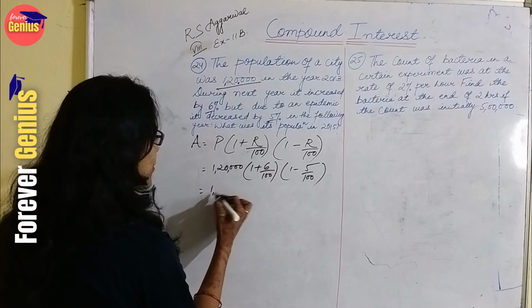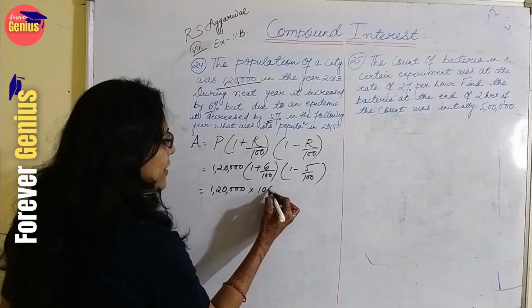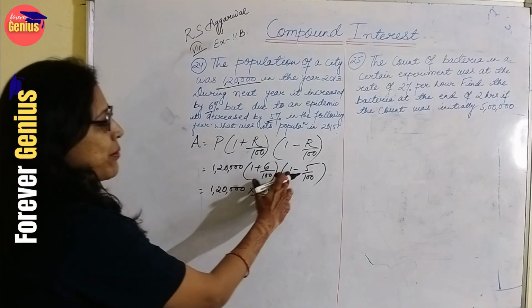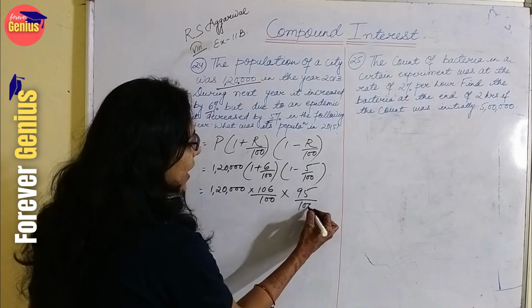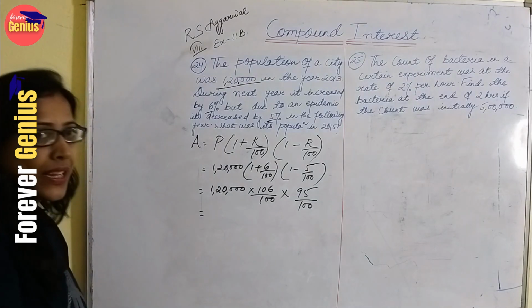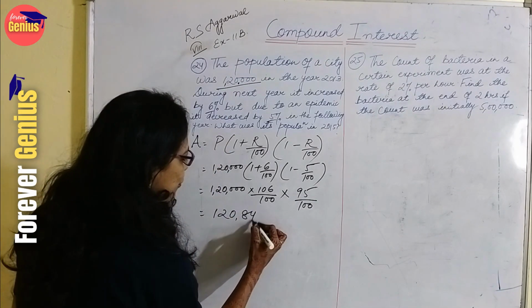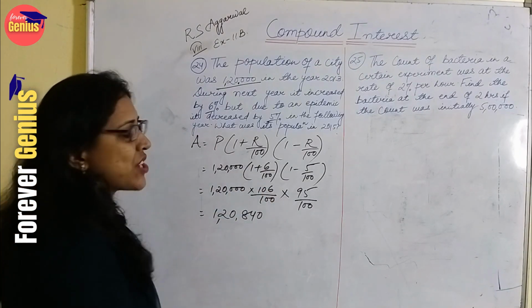So this is equal to 1,20,000 into 106 by 100 into 100 minus 5, that is 95 by 100. We cannot increase it. Now after doing the calculations, what do we get? 120,840.